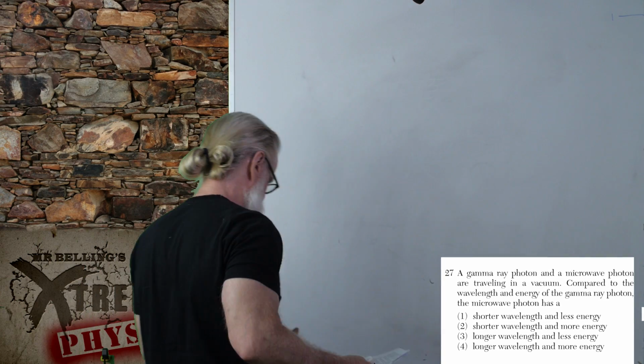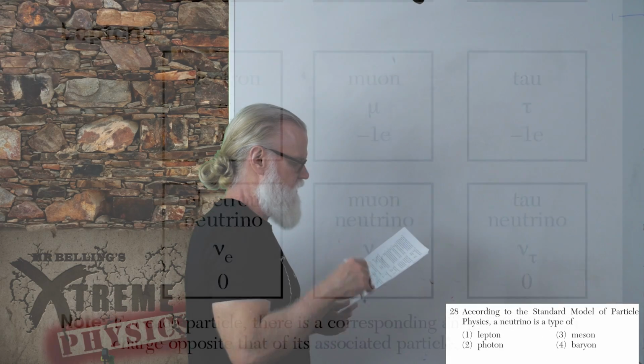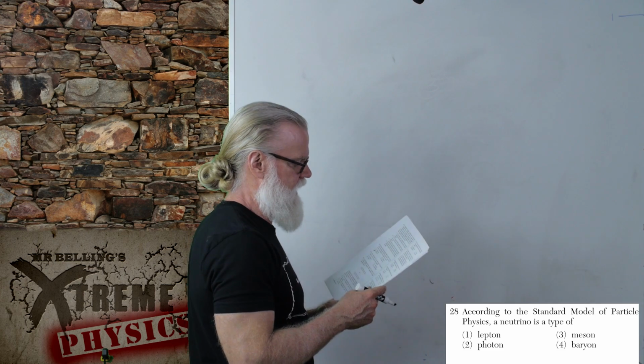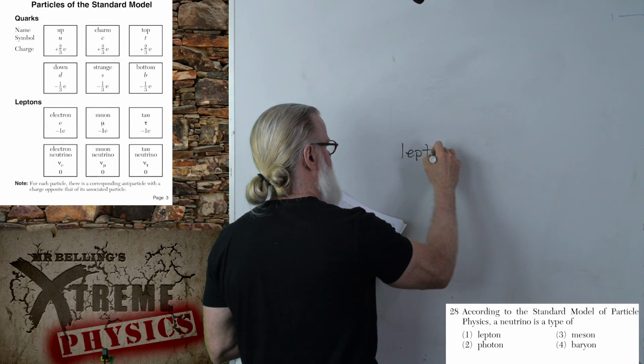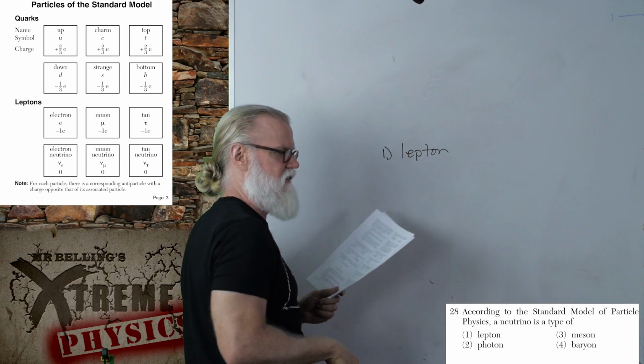Are you looking at your reference table? Regents reference table. Excellent. So the standard model: a neutrino is a type of, that is a lepton. Lepton. It's right there in your chart. I don't know what to tell you. Doesn't get much easier than that.